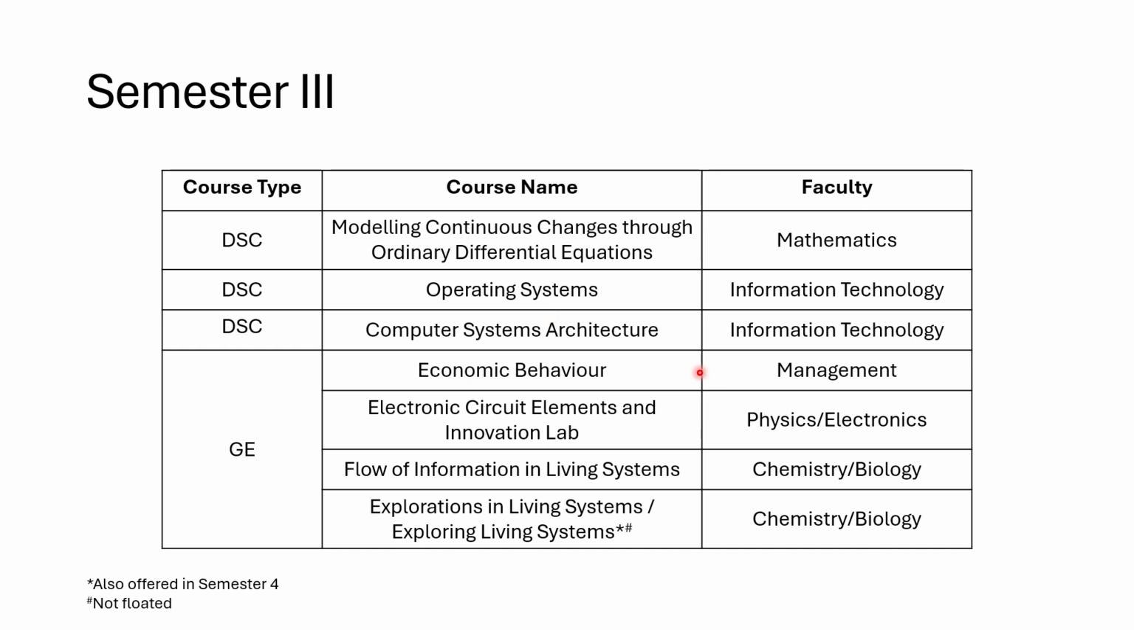So from the management faculty, you have economic behavior. From physics electronics, you have electronic circuit elements and innovation lab. From chemistry biology, you have flow of information in living systems, and there's another option. Again, these two are the same paper, but they are known by different names at different places: explorations in living systems or exploring living systems. This paper is also offered in semester 4, but this paper is not floated. So effectively these three are your options. You have to choose one of them.